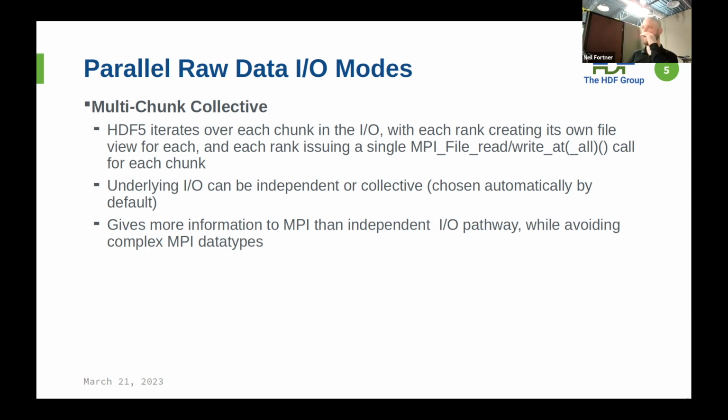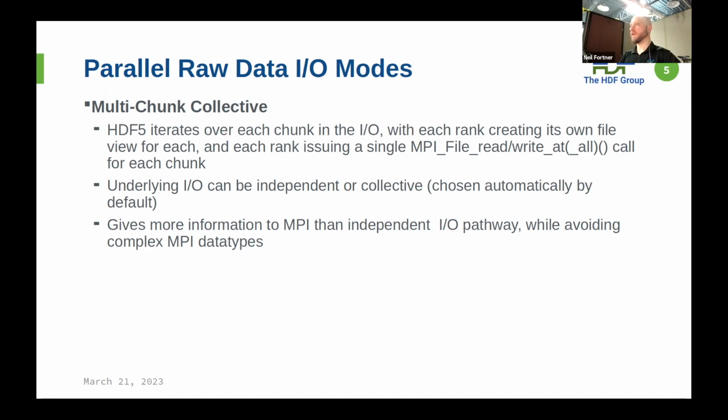So when it gets to each chunk, it can build a complicated MPI datatype for each chunk. An MPI datatype is different from an HDF5 datatype. An MPI datatype describes the shape of the data. So in this case, it describes a non-contiguous data layout within each chunk.